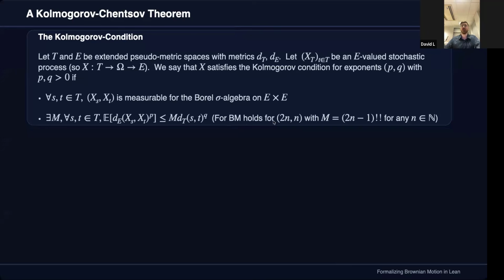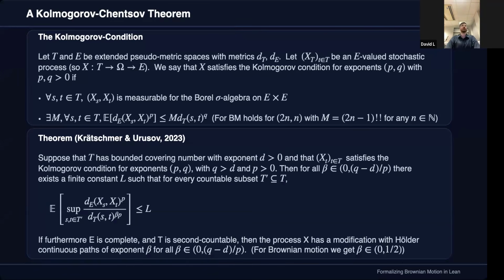And one can show that for Brownian motion, in our case, this holds for p = 2n with m equal to (2n minus 1) double factorial, for any n. So what does showing this require? Well, this distance here in our case would just be the absolute value of Xs minus Xt, which we know for our pre-Brownian motion, which was our process before we applied this theorem to get a continuous version, these will both be Gaussians. So this will just be a difference of Gaussians. So ultimately this amounts to computing the moments of a Gaussian. So that's what basically went into that proof there.